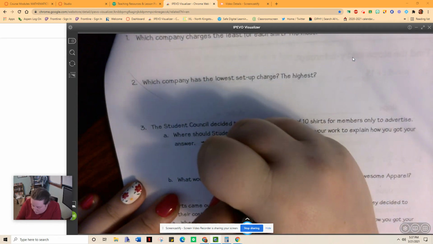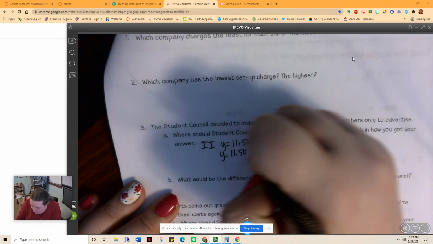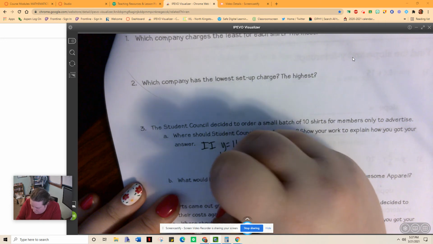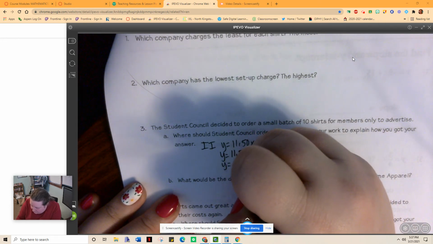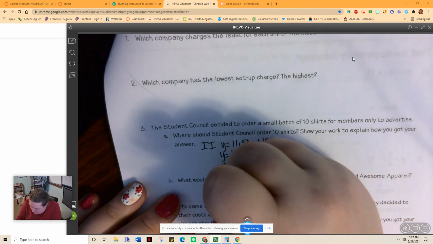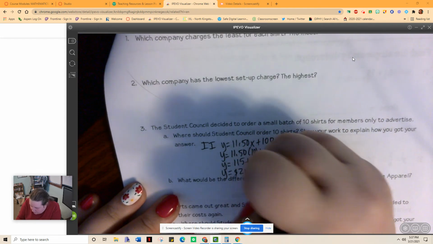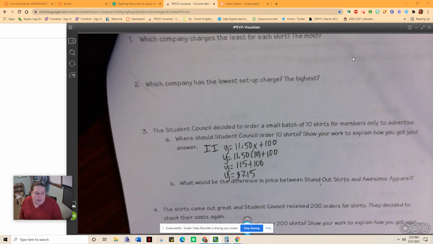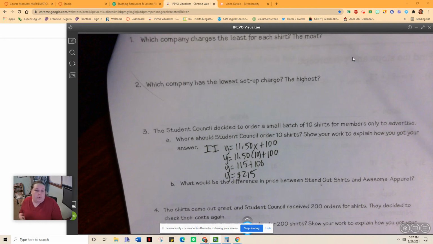So if they want to buy 10 shirts, that's going to be our x, number of shirts. Y is our total cost. So 11.50 times 10 plus 100. This is 115 plus 100. So it would cost $215 to buy shirts from Impressive Imprints for a small batch of 10 shirts. So now we'd have to figure out what the rest is for each of the other stores to compare and figure out which one's going to be the better deal.